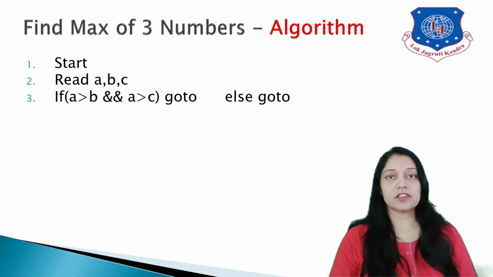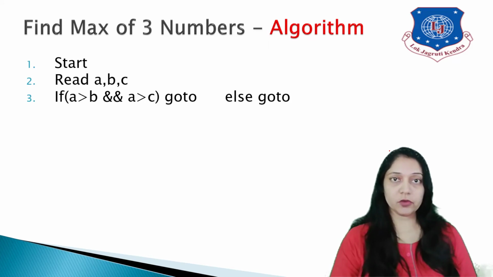If any condition is false, then the output would be false. So if A greater than B is false and A greater than C is true, then the output would be false. If I want A to be the maximum number, I want A greater than B to be true and A greater than C to be true. So the two conditions are separated by AND operation.